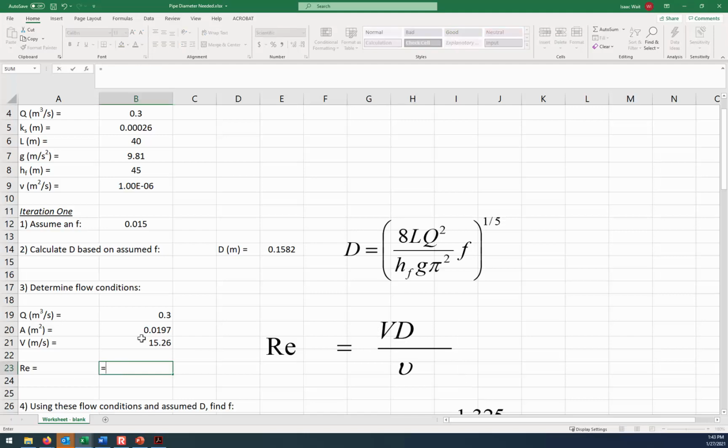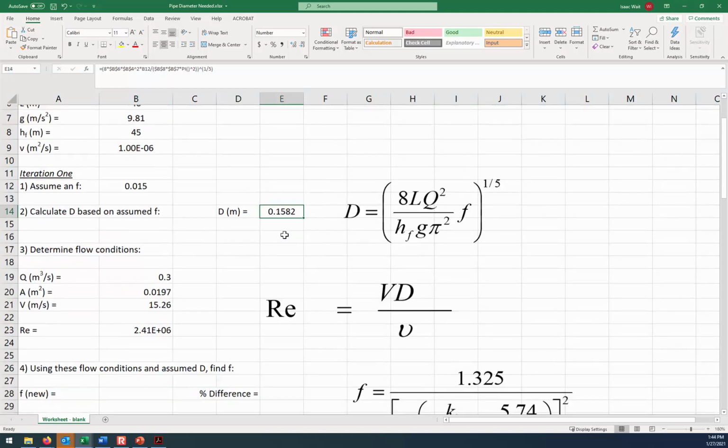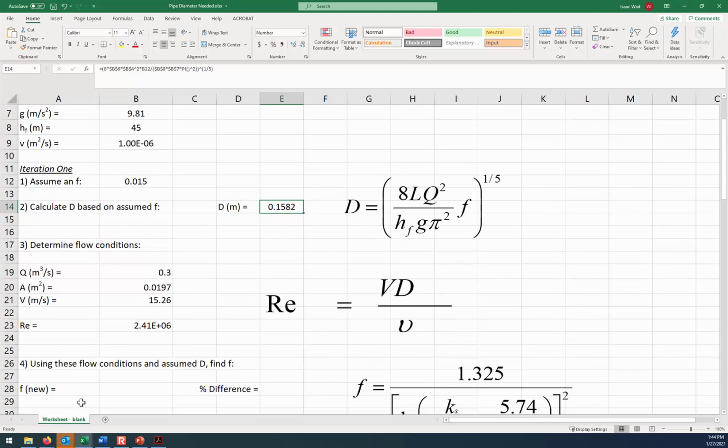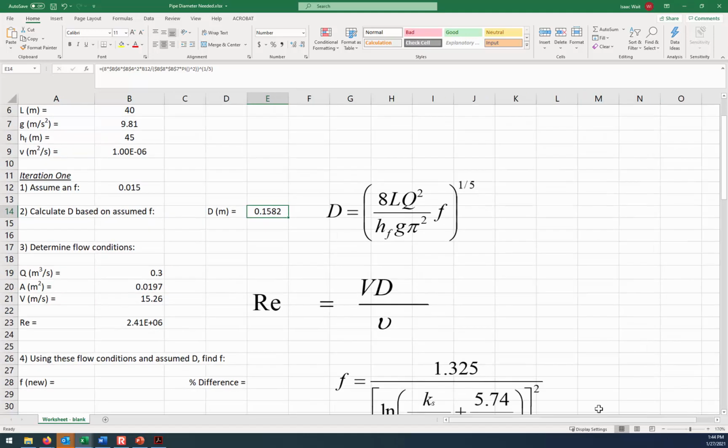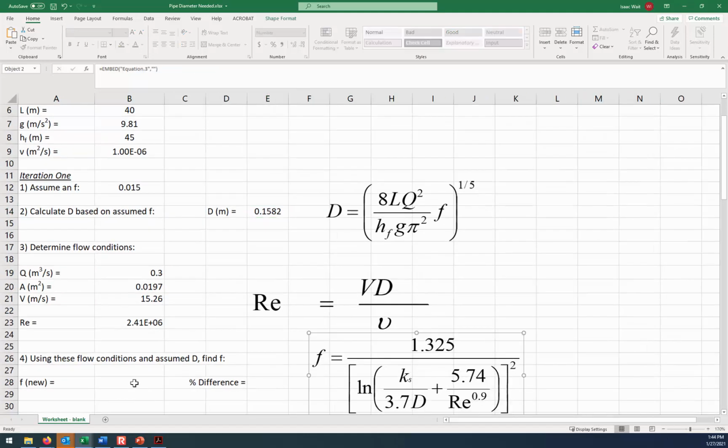So we're talking about the Reynolds number with this particular flow conditions. So with this velocity, with this diameter, and then our usual standard kinematic viscosity. That hasn't changed, so I'm going to anchor the reference up to that so it always looks in the correct spot for the kinematic viscosity. So that would be the Reynolds number if this is the diameter. And now I'm going to get my updated F value. So I'll calculate an updated F value using the Jain equation.